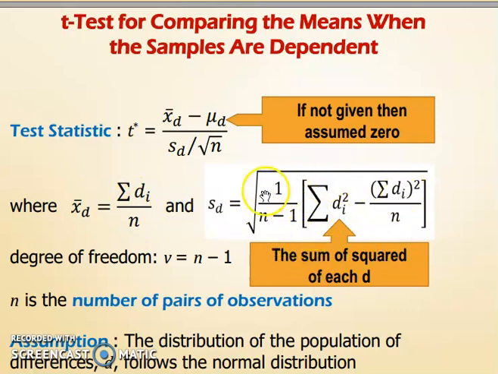So we have 1 over n minus 1, times the summation of di squared minus the summation of di, squared, over n. And here the degrees of freedom is going to be n minus 1, where n is the number of pairs of observations. Here we assume that the population of differences, which is d, follows the normal distribution.